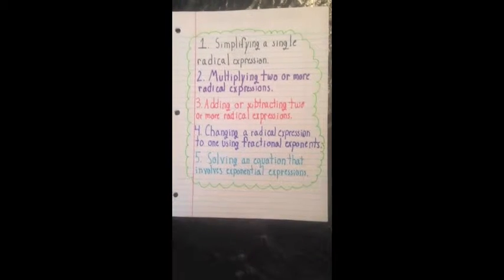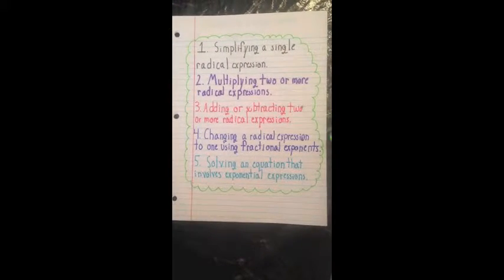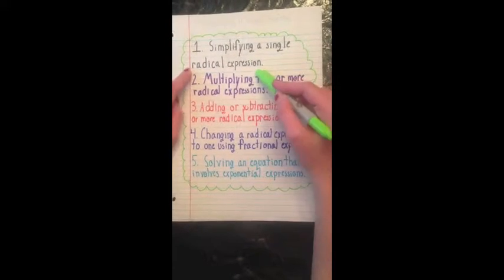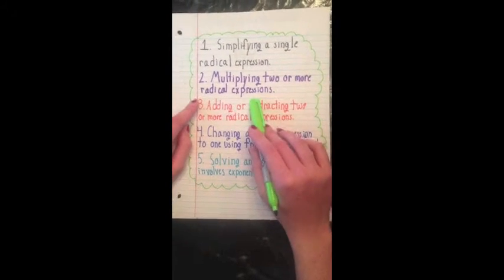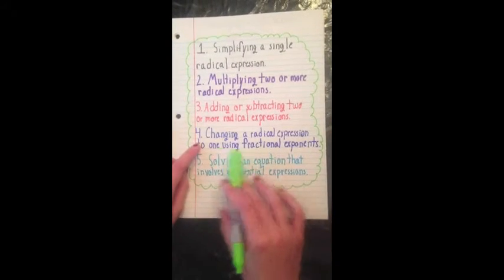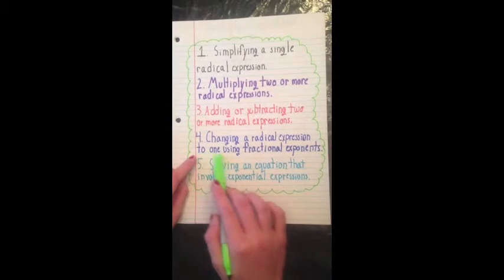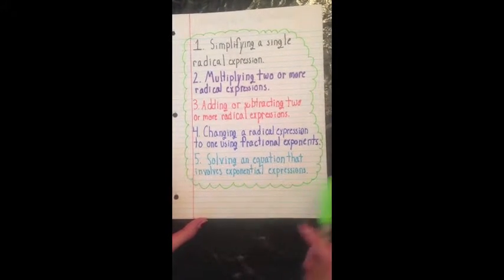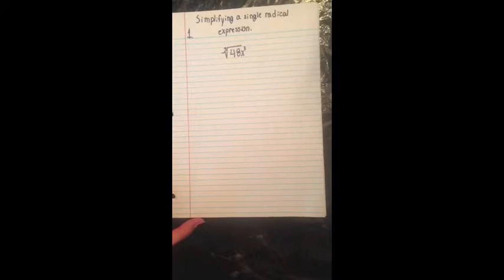I'm Rihanna Clark, and today we're going to be looking at some examples of problems in the forms of simplifying a single radical expression, multiplying two or more radical expressions, adding or subtracting two or more radical expressions, changing a radical expression to one using fractional exponents, and solving an equation that involves exponential expressions.